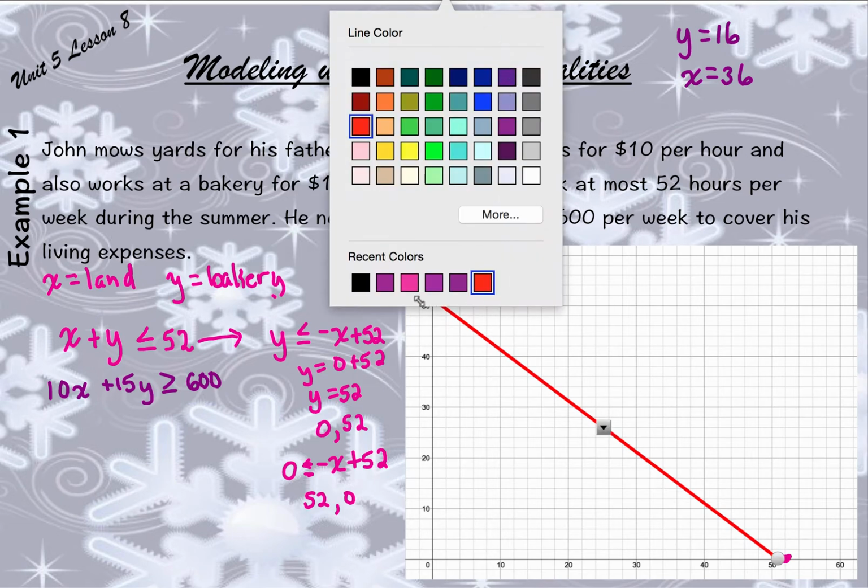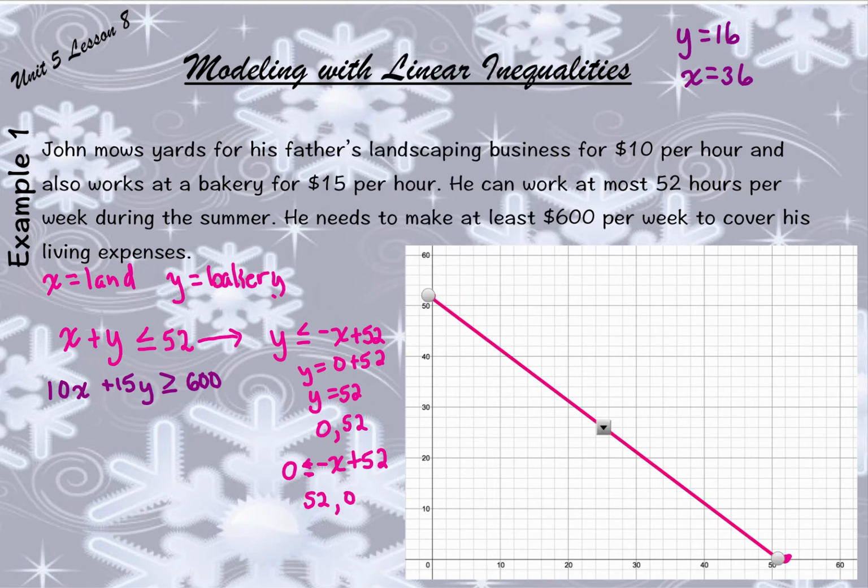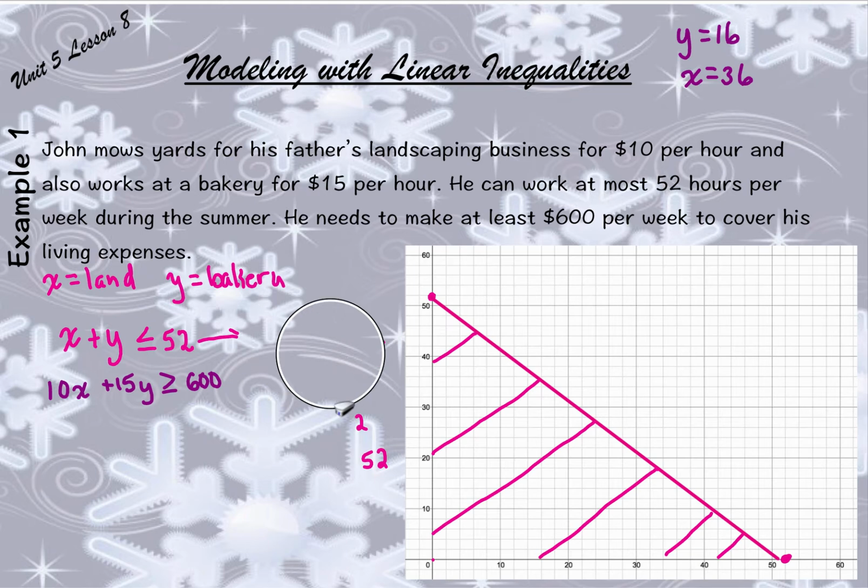And now we have to shade. Let's see, we want to shade less than. So shading less than means I'm shading over here, below the line. We could always check that by picking the point 0, 0 and seeing 0 plus 0 is indeed less than 52. All right, now I'm going to graph my purple line.